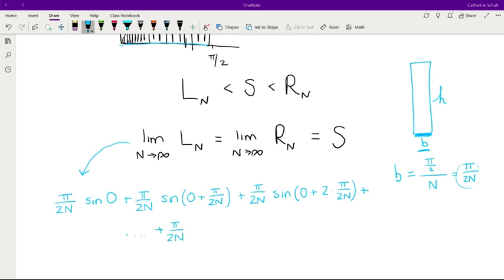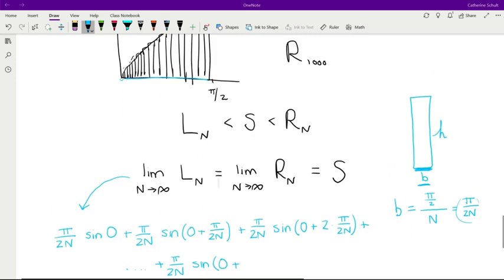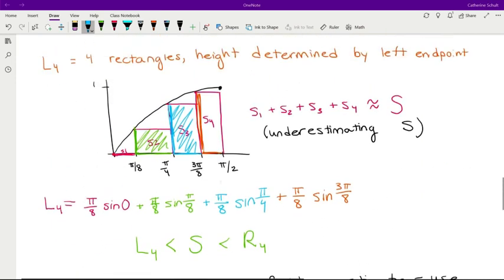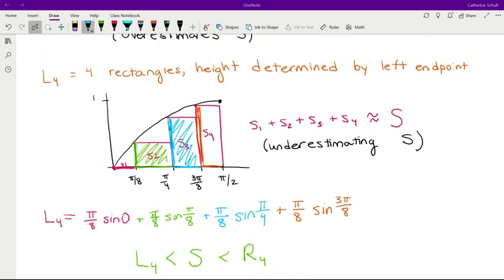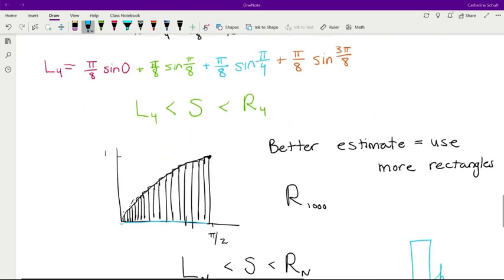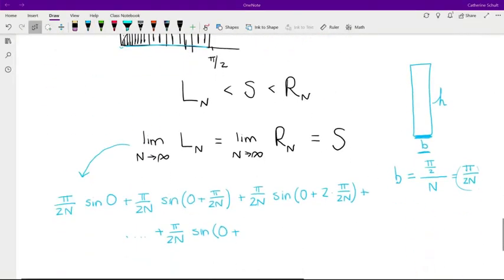So there's the base of the rectangle, and then the height on the nth rectangle is going to be the left endpoint. And at the nth rectangle, here we can look at this, L4. Let's see, in this case we had 4 rectangles, and the last endpoint we used was 3 bases when there were 4 rectangles. So it's going to be 1 less, plus n minus 1 bases.